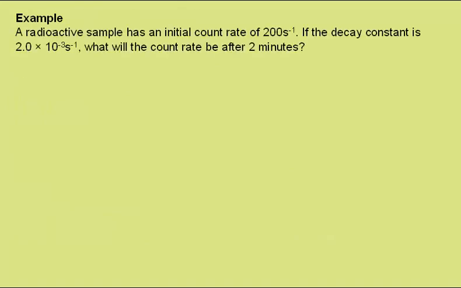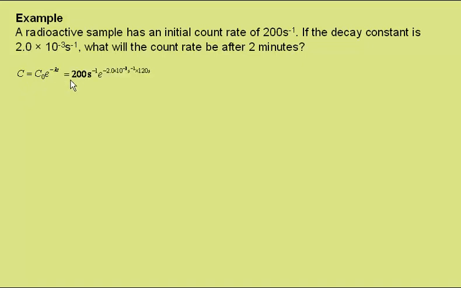Let's just run through an example. A radioactive sample has an initial count rate of 200 counts per second. If the decay constant is 2.0 times 10 to the minus 3 per second, what will the count rate be after 2 minutes? Well, for this, we can use the count rate is equal to the initial count rate times e to the minus lambda t.